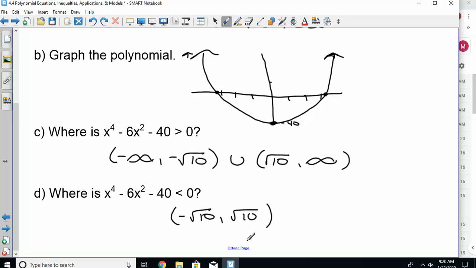Okay. Any questions? That's really the end of this section. The homework is on MathXL, and we've got 20 some minutes.